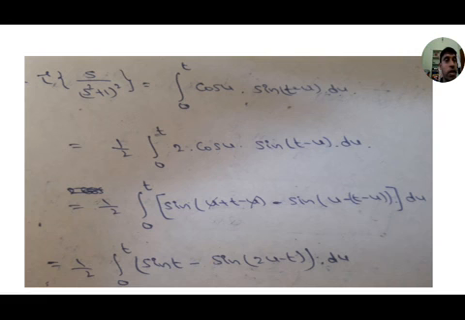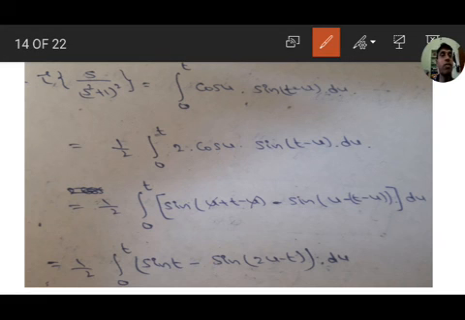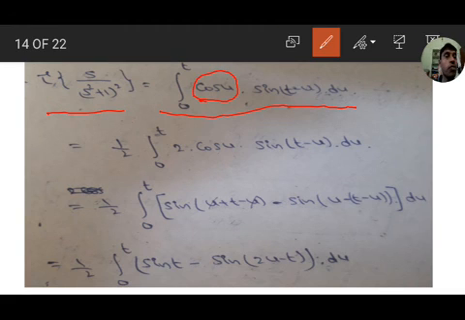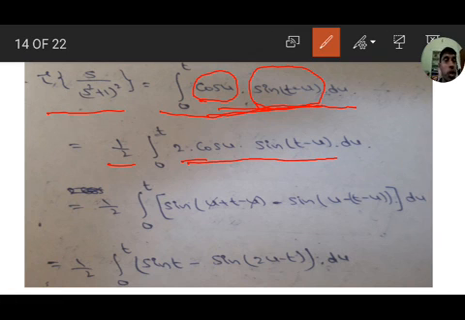Next, substitute these values. We get L inverse of S by S square plus 1 whole square equals integration 0 to t, f of t equals cos t, so f of u equals cos u. g of t equals sin t, we get g of t minus u equals sin of t minus u du. So simplify this one. It is the cos a sin b formula. So multiply and divide by 2. 1 by 2 into 2 cos u into sin of t minus u du.